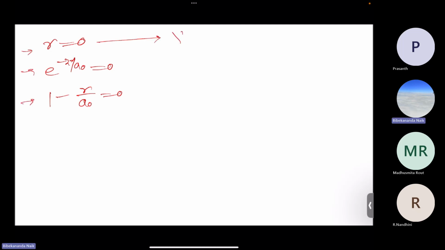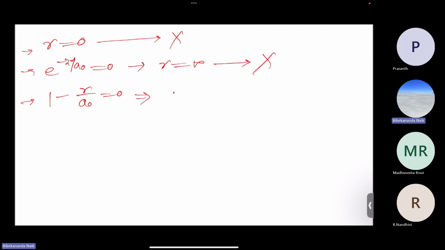r equal to 0 is not possible because r equal to 0 means it is the nucleus, and we know the electron can't stay inside the nucleus. So r equal to 0 is not a possible answer. Then e to the power minus 2r by a0 equal to 0 gives us r equal to infinity. Again, r equal to infinity is not possible because according to the feasibility of the wave function, the wave function should be 0 at r equal to infinity. So the electron can't be present at r equal to infinity. So these two answers are not feasible or acceptable.